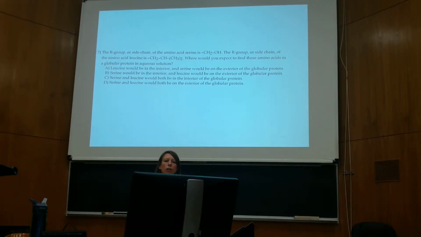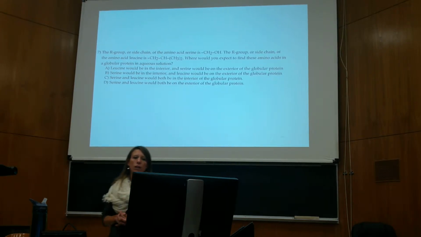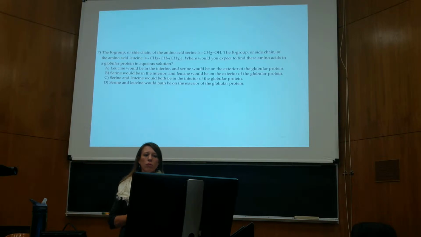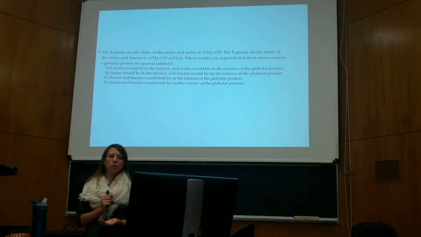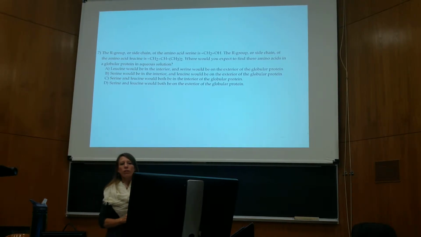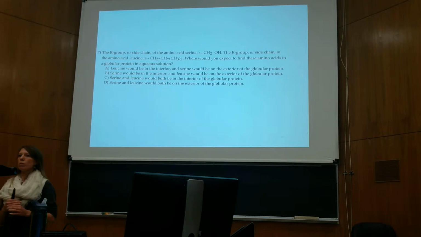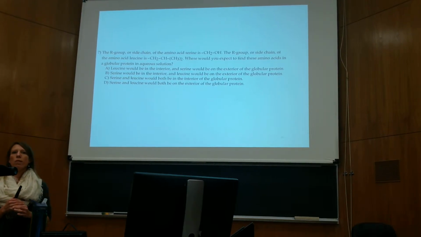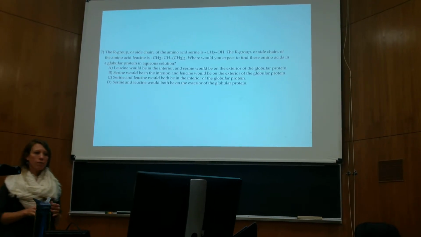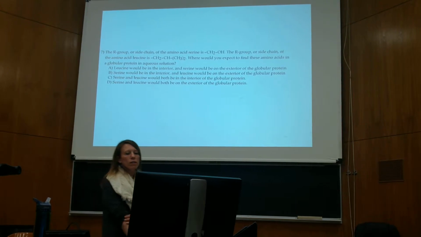Okay, so the R group or side chain of the amino acid serine is as follows. The R group or side chain of the amino acid leucine is as follows. Where would you expect to find these amino acids in a globular protein in aqueous solution? Okay, so first, let's look at these R groups. What do you notice? Are they both polar, non-polar, or is one polar and the other non-polar? Right. So which one is polar?